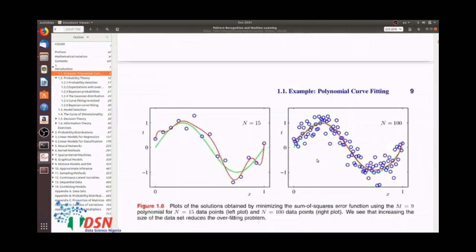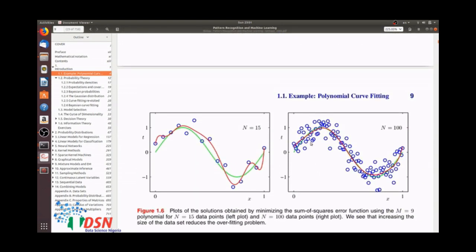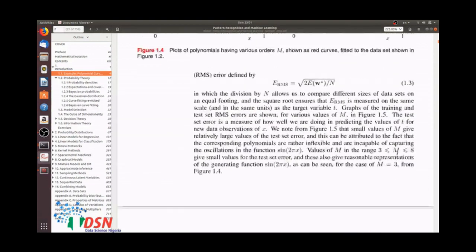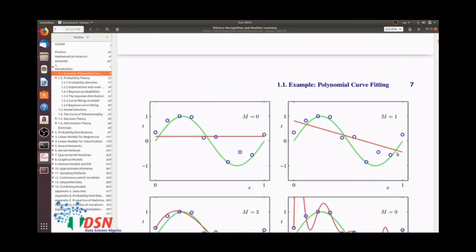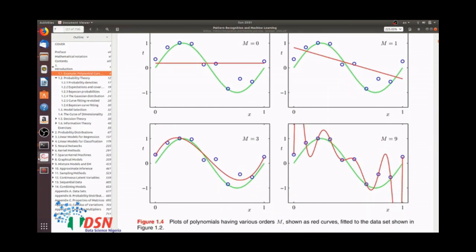Let me show you this. If in here we increase the number of data, as you could see, although the polynomial order is quite high, it is 9th, we have a very good estimation of sine. So one way is to increase the data, which we don't always have access to.